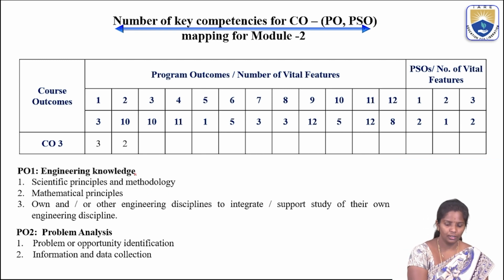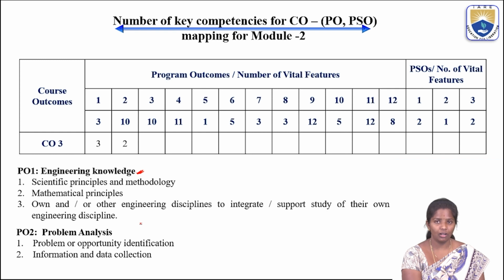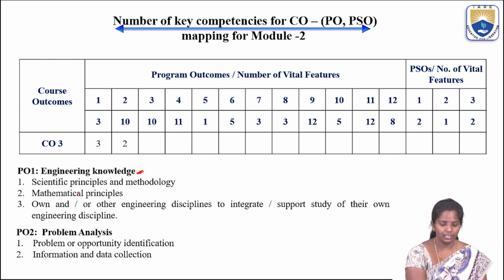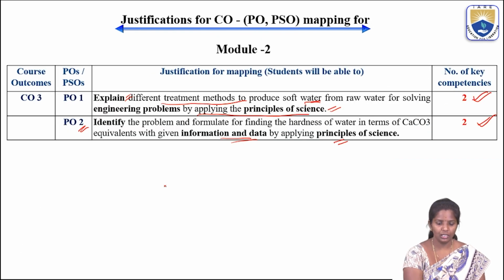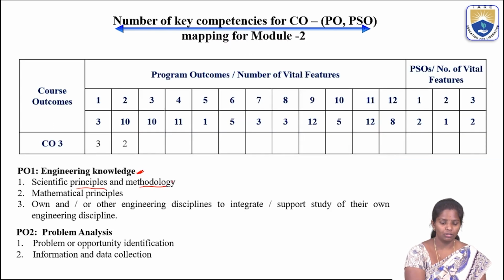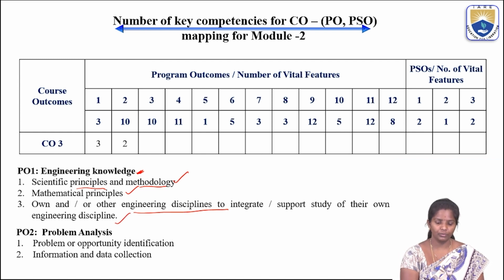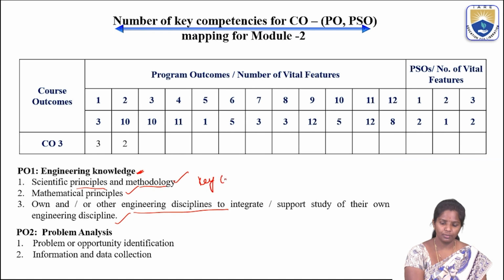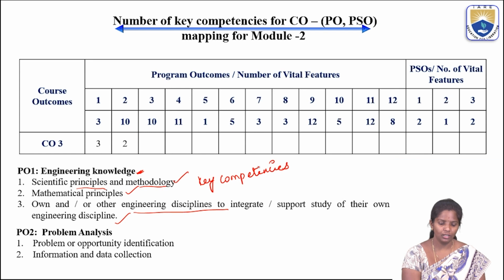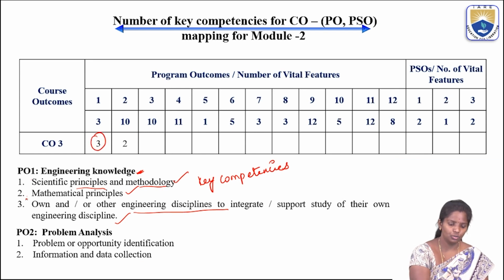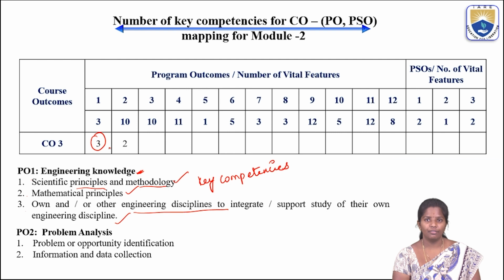The first one includes engineering knowledge for PO1, wherein scientific principles and methodology. We see here that explain is nothing but methods, so we are taking the methodology part, then mathematical principles, then other disciplines to integrate and support their own study of the discipline. So these are the three key competences that are matching with PO1. So 3 is given here, 1, 2, 3. 3 is given for the first PO.